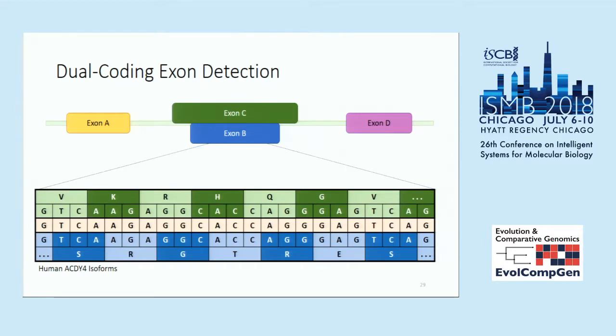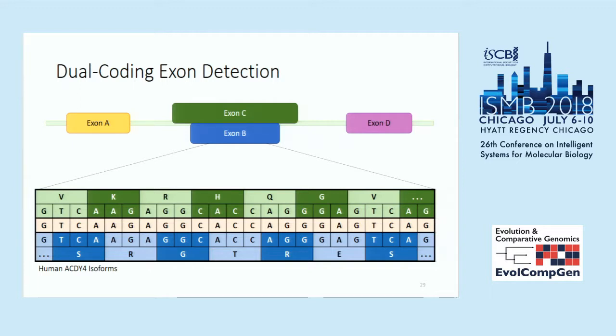An exciting byproduct of Mirage is that it's been proven to be a powerful tool for detecting dual coding exons. These are exons that overlap on the genome but are frame shifted off of one another by one or two nucleotides so that their open reading frames produce distinct peptides. And I've included an example from 2 human ACDY4 isoforms.